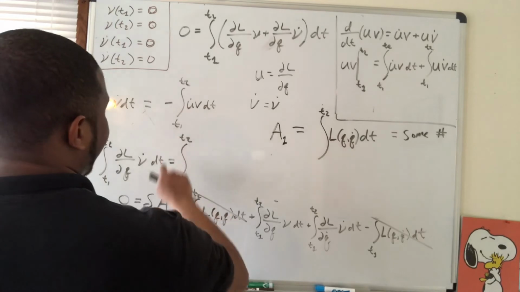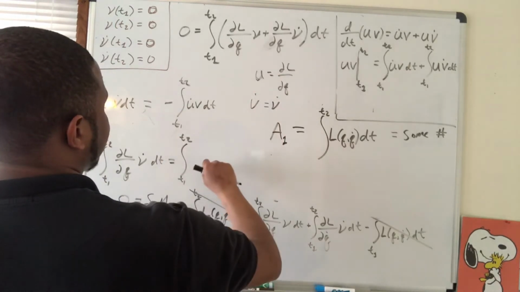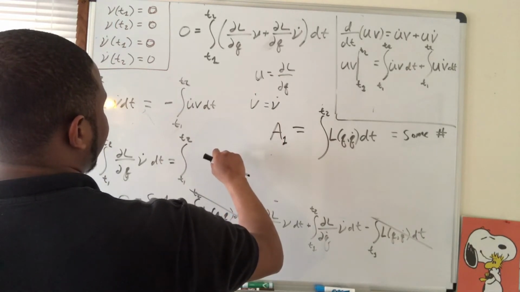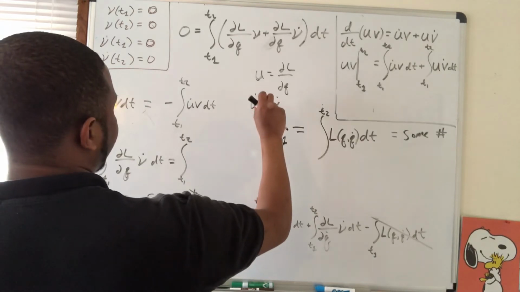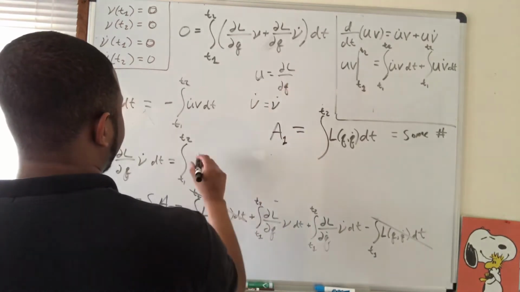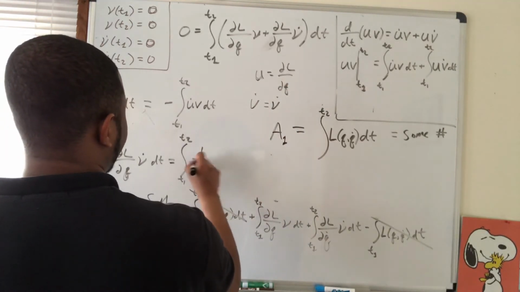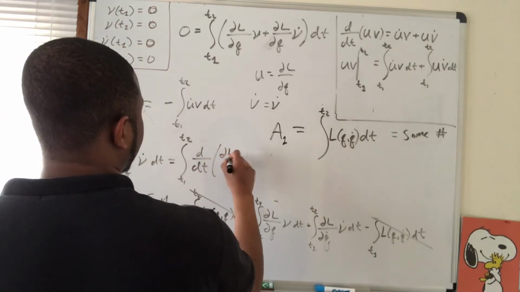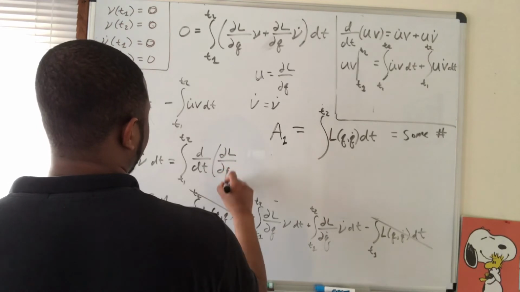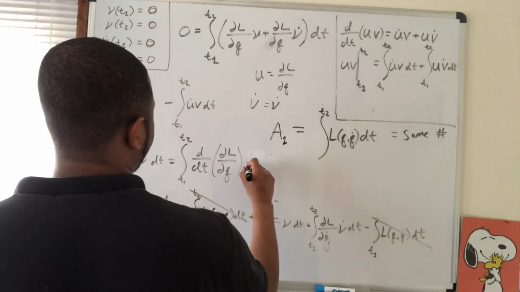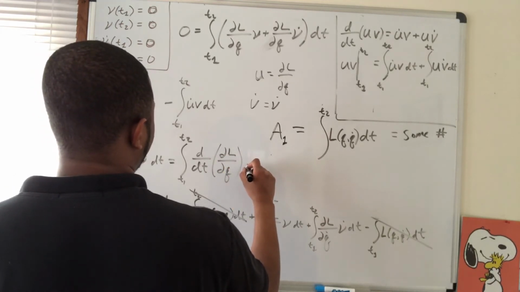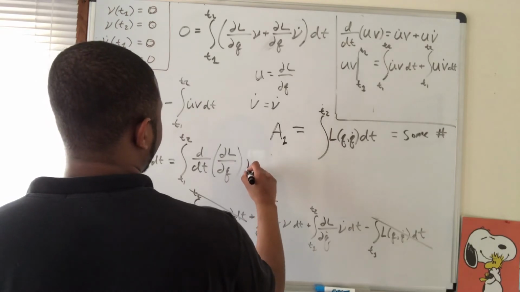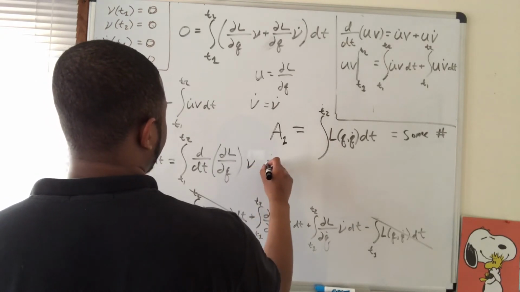So let's see, u dot. So we know u is equal to that. So what is u dot? U dot would be the time derivative of that. Right, so let's go ahead and, what does that look like? Looks like this, right? Times v, then dt.